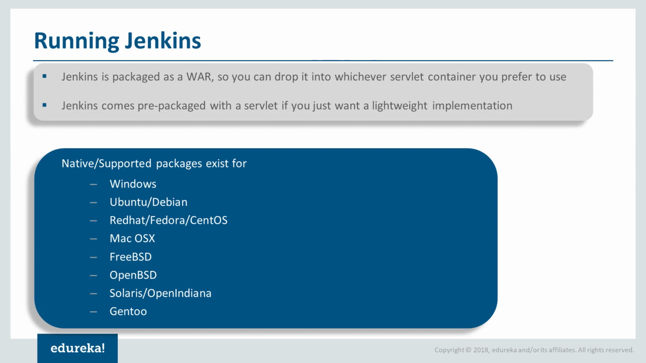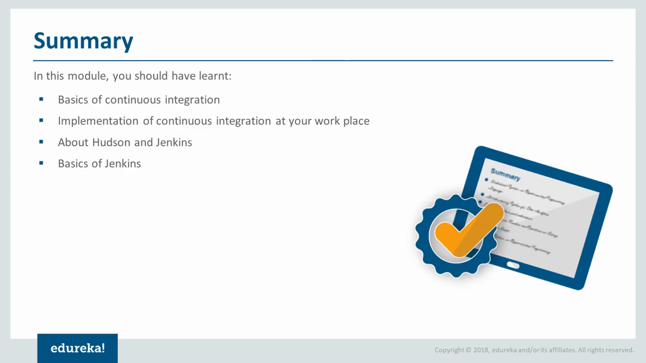Alright, that brings us to the end of this module. By now you should have a good understanding of what we mean by continuous integration, what the steps are to implement a good continuous integration framework at your workplace, what we mean by Hudson and Jenkins, what the relation between the two is, and we have seen the basics of Jenkins. With that, we have come to the end of the session.